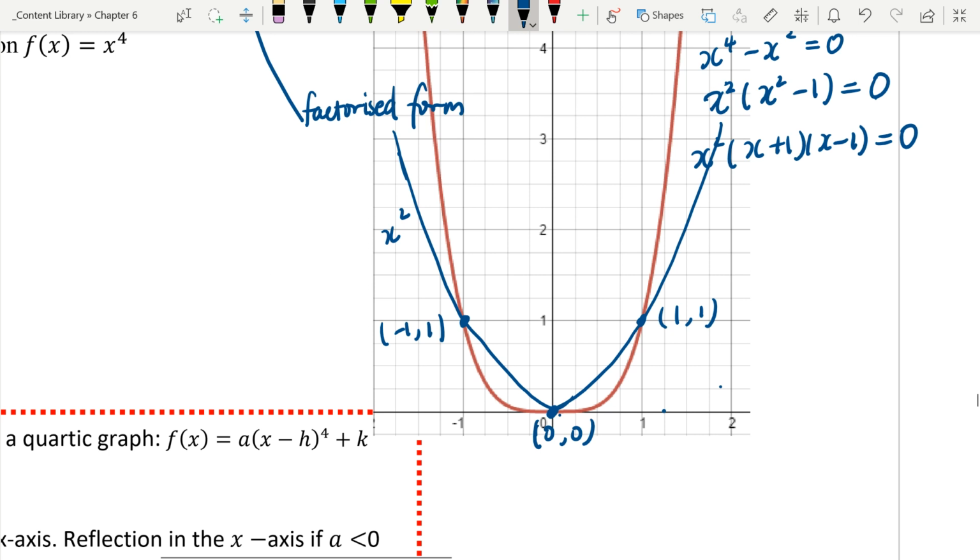The thing you need to pay attention to here is x to the power 4 is not always higher than x to the power 2. In between -1 to 1, x to the power 2 is actually larger. So this is something you need to pay attention to. But the shape is quite similar to x to the power 2. It's only the bottom is a bit flatter compared to x to the power 2. And that's how we sketch it.